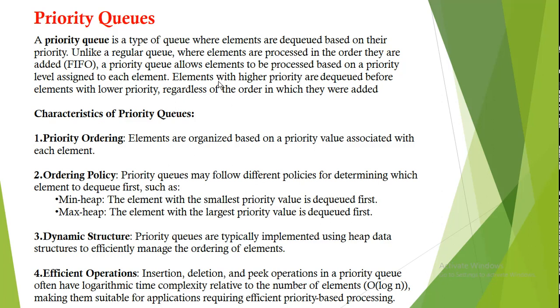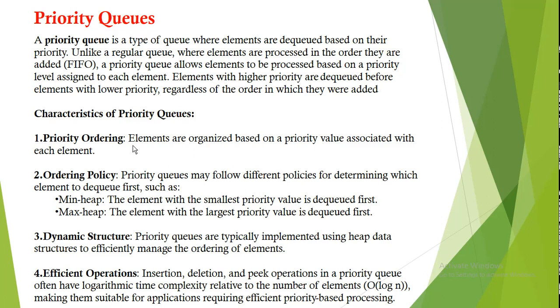And a priority queue allows the elements to be processed based on the priority level. That's what I told, whether we want the highest priority or the lowest priority. Based on that only you will be doing. So when I do the example, you will come to know. Don't worry about this definition. You can go through it later after doing the example.